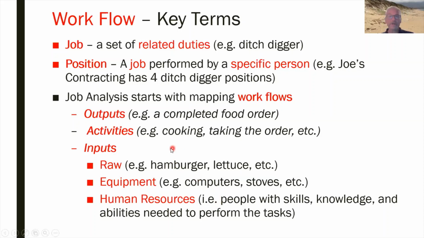So those are the elements when you're mapping a workflow. You can think of that as a workflow about Bill getting an order at Tim Hortons. You could also think of that as there might be inputs, activities, and outputs for somebody to teach a course, like in human resource management. All right, we can map the workflow out for that.